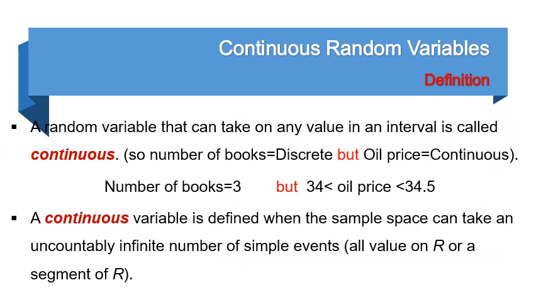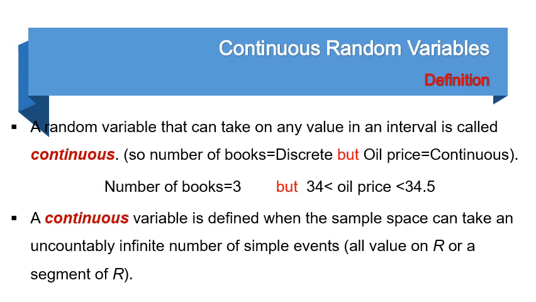So here we start with the first point, which is the difference between the continuous random variables and the discrete random variables from the definition point of view. The discrete random variables, as we see before us in this slide, like the number of books, can take either 0 or 1 or 2 or 3 and so on. So 0 means that you don't have any books.